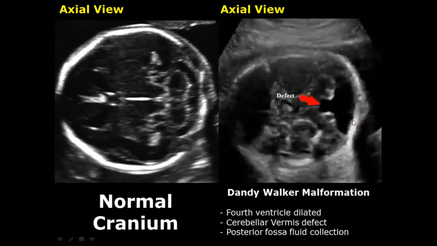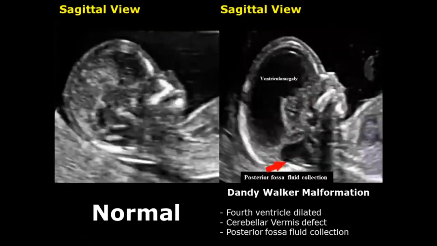Dandy-Walker malformation is associated with the posterior fossa. There is a defect in the cerebellar vermis, which leads to fluid collection in this area. Here is a sagittal view of Dandy-Walker malformation. There is ventriculomegaly as well as posterior fossa fluid collection.